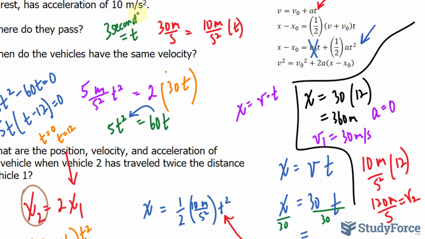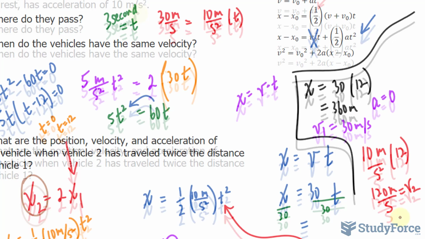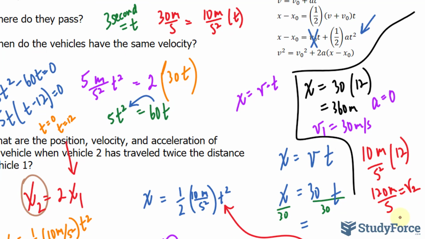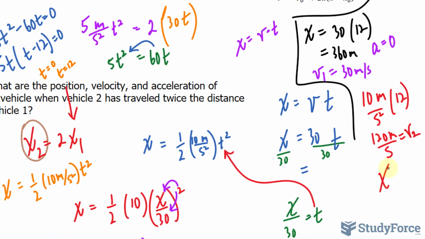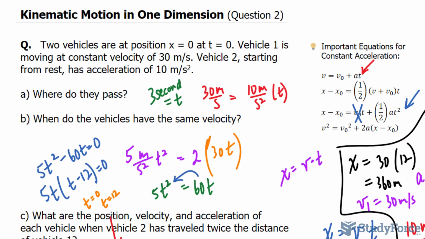It's 10 meters per second squared, and the distance will be double that of the vehicle 1. And using this statement, it's going to be 720. So whatever that was, 360, we multiply it by 2, and we get 720. So that was x sub 2, or the final position of the vehicle 2 is 720. And there you have it. That is how to solve another kinematic motion in 1D problem.